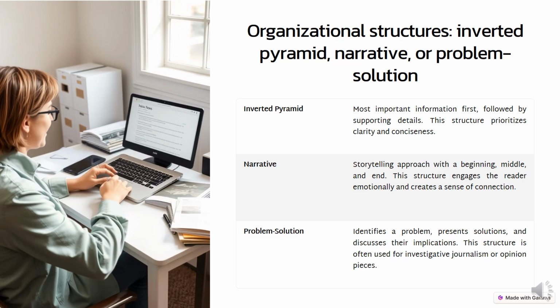The second one, narrative. Storytelling approach with a beginning, middle, and end. This structure engages the reader emotionally and creates a sense of connection. The third one, problem solution. Identifies a problem, presents solutions, and discusses their implications. This structure is often used for investigative journalism or opinion pieces.